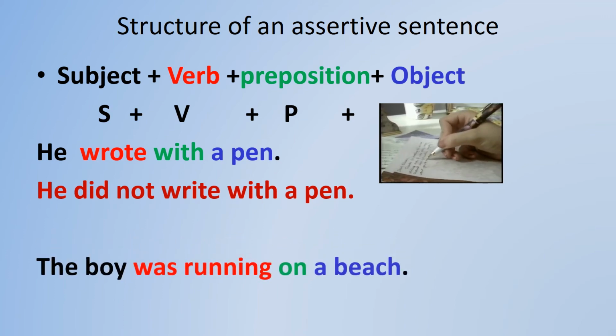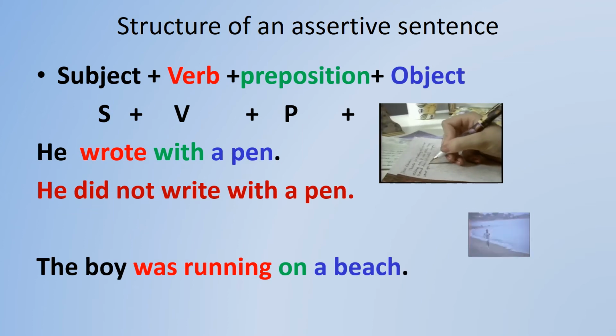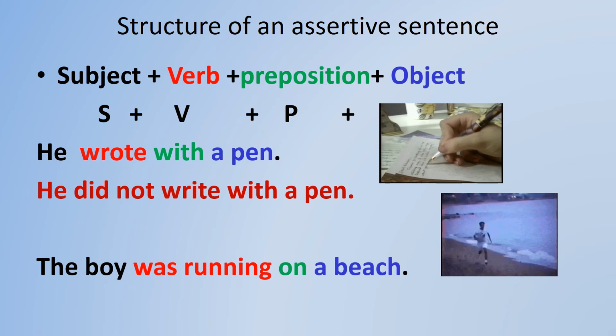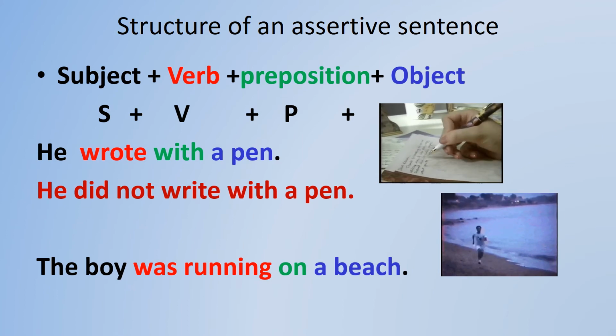Next example. The boy was running on a beach. And its negative will be, we already have an auxiliary here. So the negative will be the boy was not running on a beach.